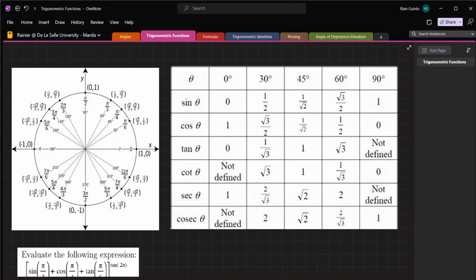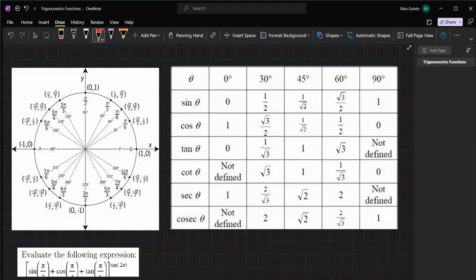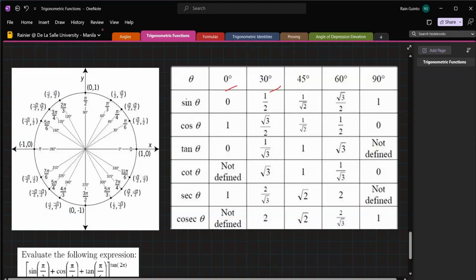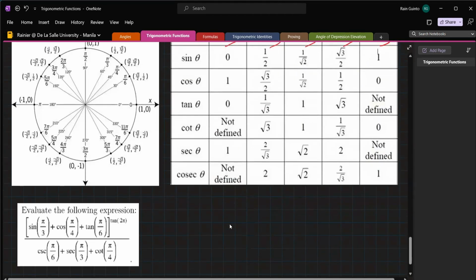Basically, there are 5 special angles that are commonly used. These are as shown: 0 degrees, 30 degrees, 45 degrees, 60 degrees, and 90 degrees. Their values are commonly tabulated or memorized for easier calculations. So using this table, let's try solving this.